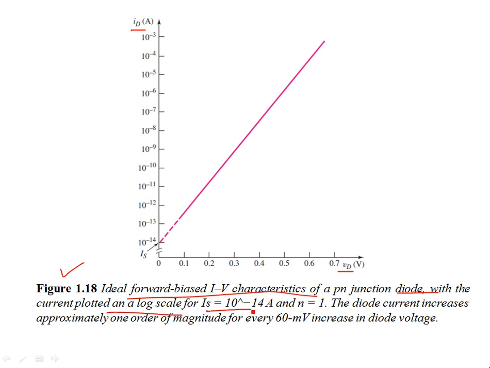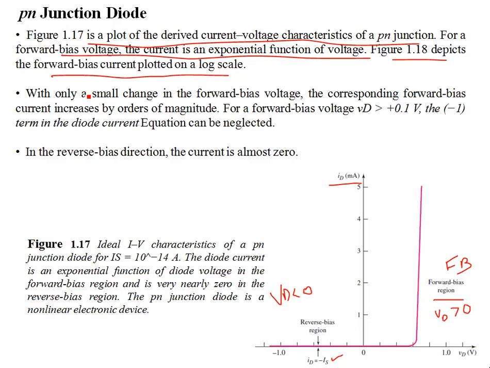For IS, the reverse saturation current, of 10 to the minus 14 amps, it starts at 10 to the minus 14 amps and then increases. For 0.6 volts, you can see it goes all the way up to 10 to the power minus 4 amps, with ideality factor n equal to 1. So the diode current increases approximately one order of magnitude for every 60 millivolt increase in the diode voltage. It's the same curve, but plotted on the logarithmic scale. With only a small change in the forward bias voltage, the forward bias current increases by orders of magnitude.